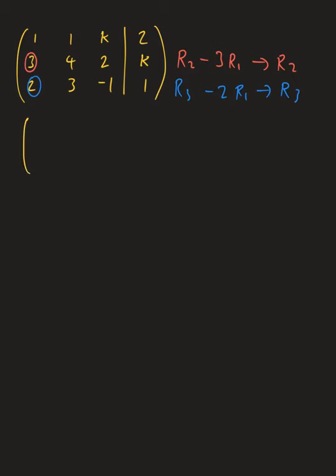So my first row here is the same as before, 1, 1, k, 2. My second row, that is going to be the old second row minus 3 times the first row. So 3 minus 3 is 0, as I wanted. 4 minus 3 is 1. 2 minus 3 times k is just that. Nothing more I can do. And I have k minus 3 times 2. That's k minus 6.